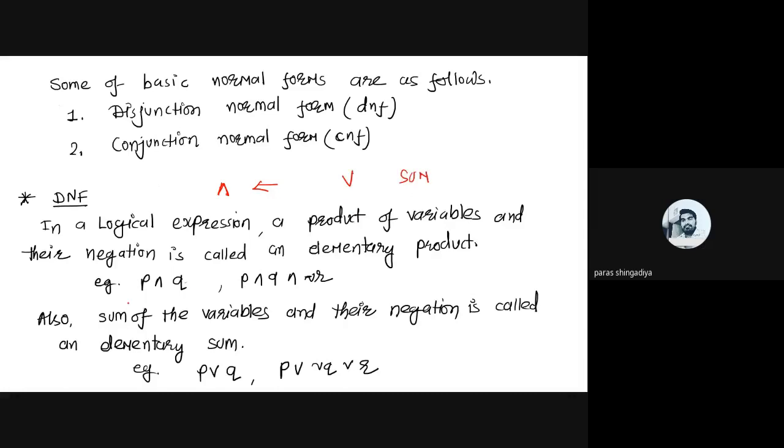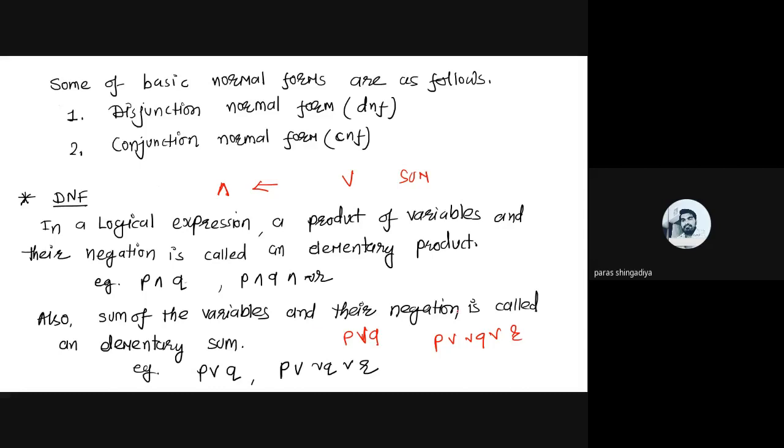Clear? And also the sum of variables and their negations. The sum of a variable and its negation is called an elementary sum. Elementary product means a product of variables, and elementary sum means variables combined by using the OR operator. For example, P or Q is a sum of two variables P and Q. Here it is a sum of three variables: P, negation Q, and R.